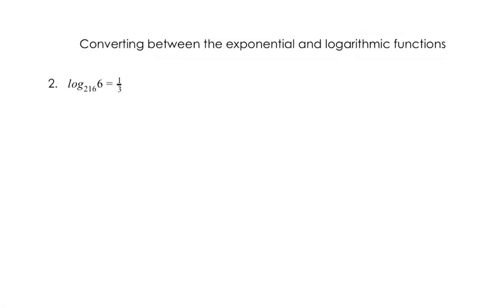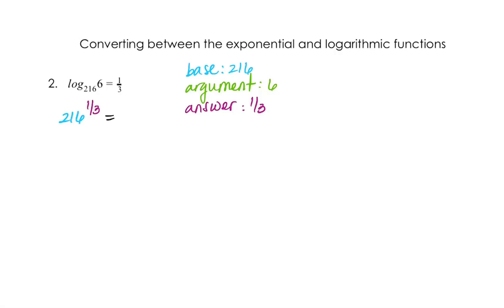Now, let's move on to question number 2. It reads, log base 216 of 6 is 1/3. Let's do exactly what we did in the first question. Let's identify the base, the argument, and the answer. Once we have it identified, we could just express our final answer as the base elevated to our answer equals our argument. And this will be the final answer to our question.